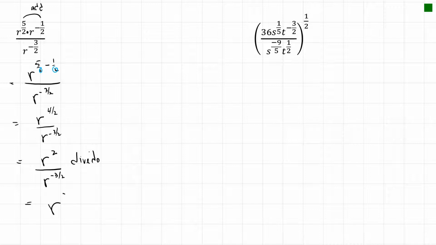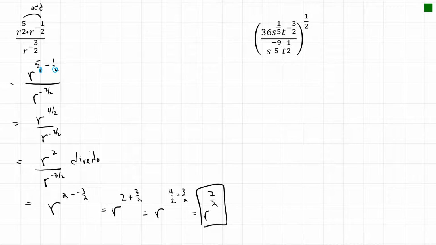So that's r to the 2 minus negative 3 halves, which equals r to the 2 plus 3 halves, because a negative and a negative are addition. And then we're going to find a common denominator of 2. So it's 4 halves plus 3 halves, which equals 7 halves.